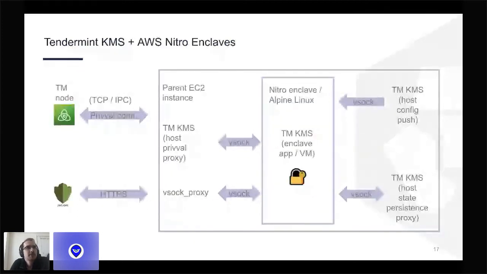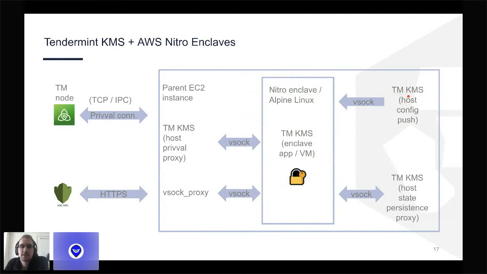And this is how the Tendermint KMS looks with the Nitro enclaves. So as I mentioned, you need to factor in the Linux. Similar to Docker containers, you can think of it: you have this Nitro enclave running some Linux distribution, hopefully a minimal one, and in it you have the Tendermint KMS app. So the first thing you need from the outside is some configuration.